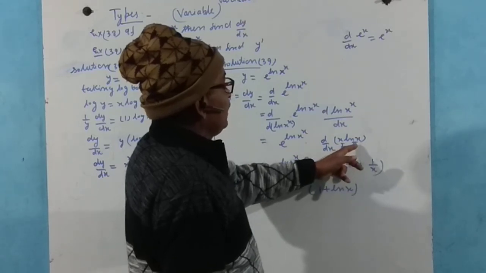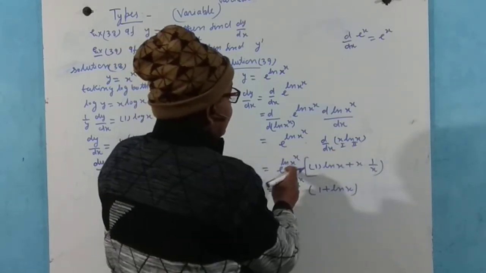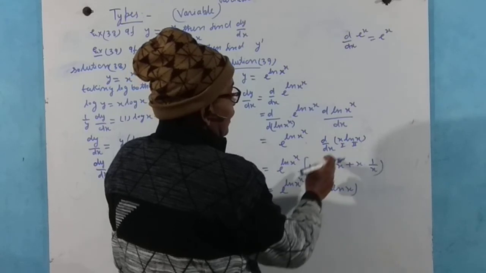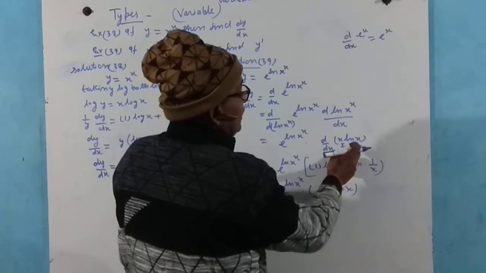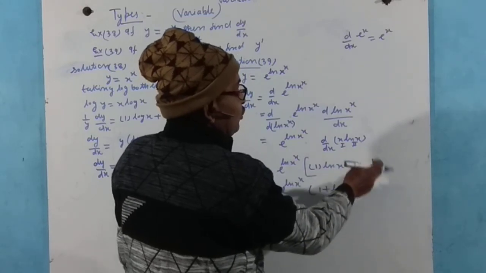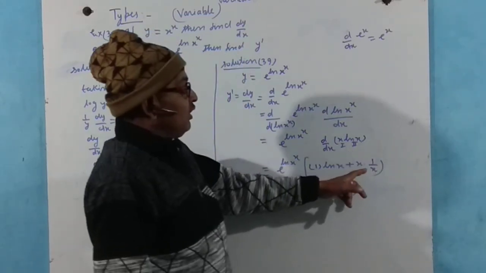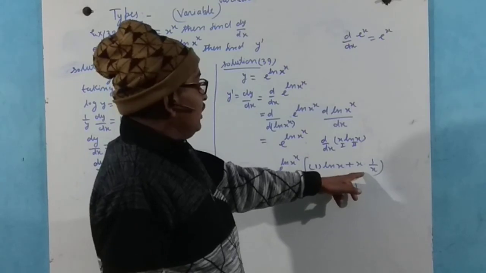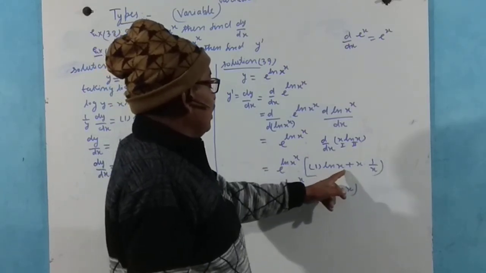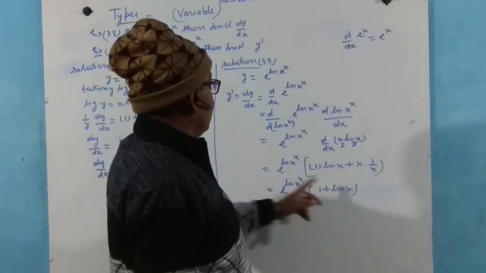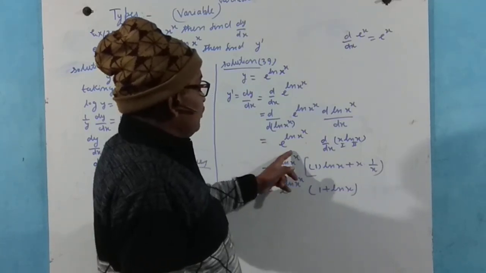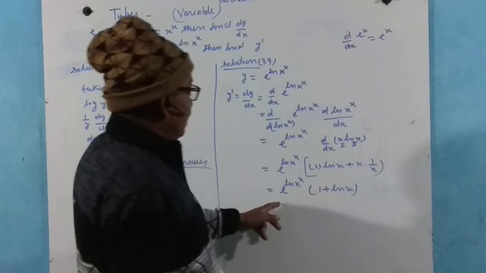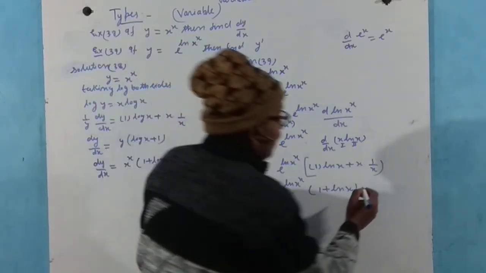This is the first and second terms. Here the first term remains as is, plus the differentiation of the second, log x times x, equal to 1 by x and x cancel here, and this gives 1 plus log x, times e to the power ln x to the power x. Now this is our answer here.